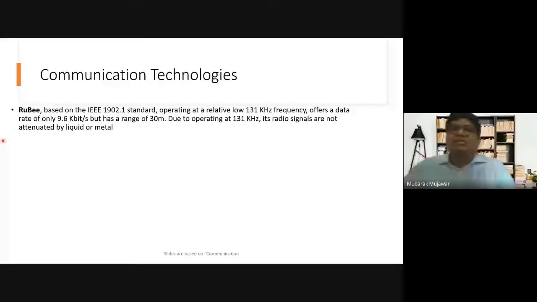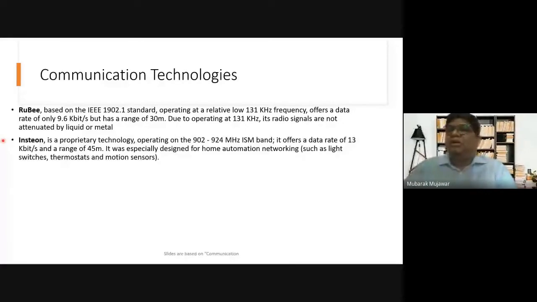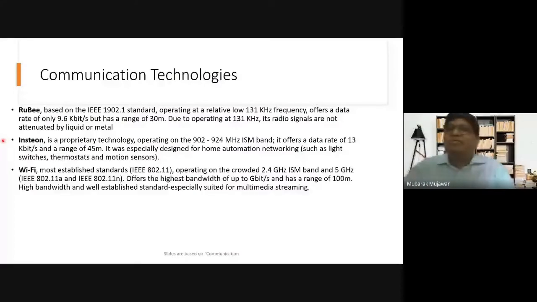The next one is Insteon. We thought that people would be using this technology quite often, but people now use it in very limited cases. It operates in a range of about 900 megahertz and offers a rate of about 13 kilobits per second. It can be used for home automation, for example light switches or motion sensing, or perhaps for multimedia streaming or other applications like video conferencing from home.